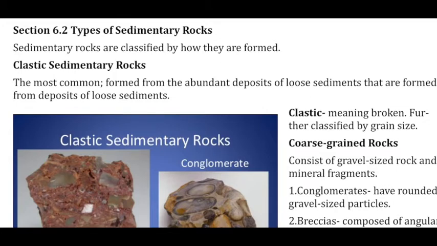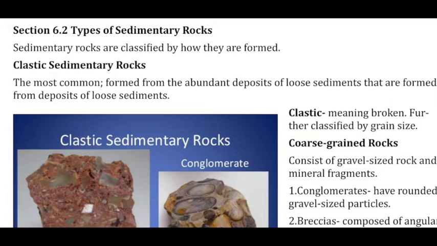So the first term that you need to know is the idea of clastic. And clastic has to do, not like plastic or elastic, but the idea of something broken apart. So a clastic is anything that used to be a rock. So something that was broken from another piece of rock. So it's the most common type of sedimentary rock.